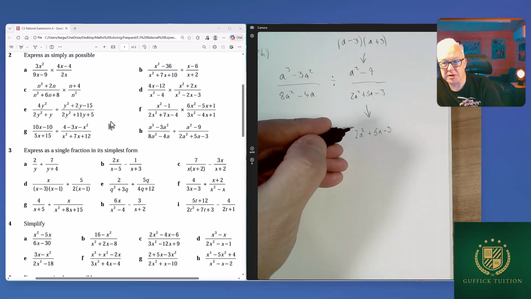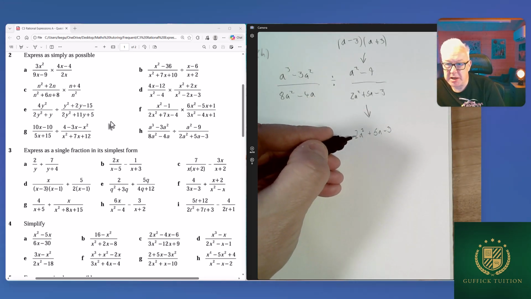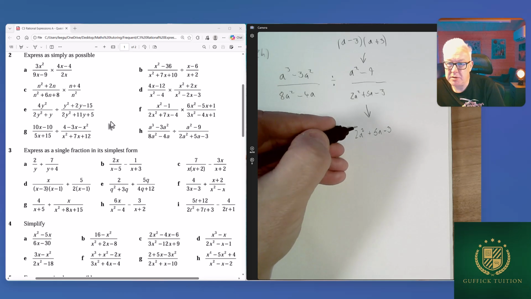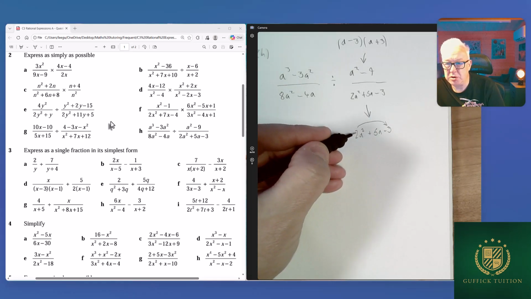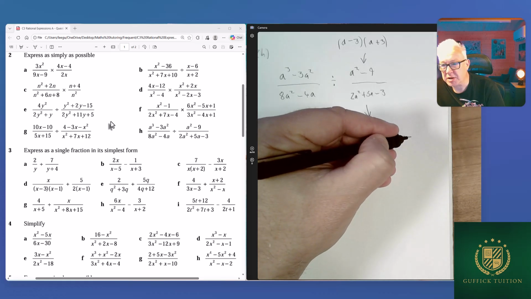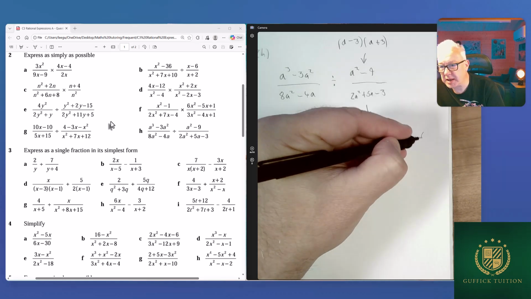I like this little method. Some people don't, but I do. So here's what you do. You basically say you times the first number by the last number. Okay, so you do 2 times by minus 3. So that gives you minus 6.